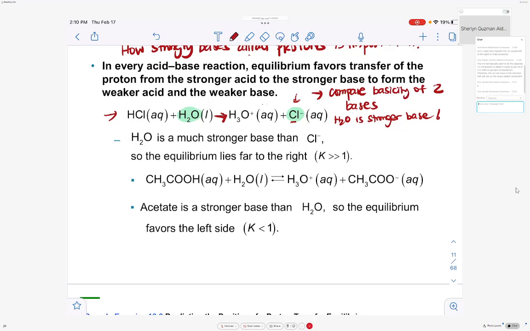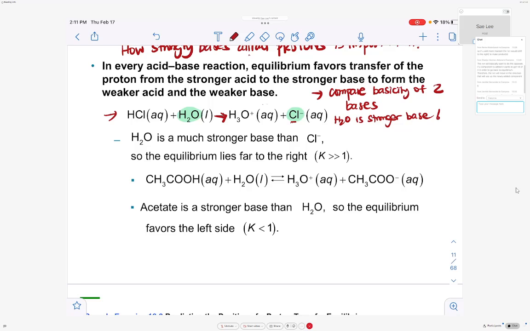Think of it this way, find the weak base from the reaction. If there's any side of the reaction that contains weak base, the weak base has no capacity to steal the proton, so this reaction would rarely occur. Does that make sense?